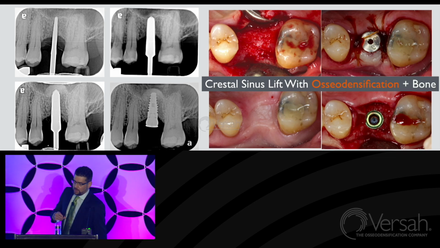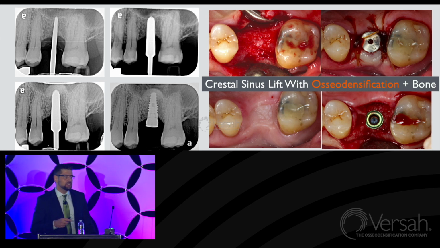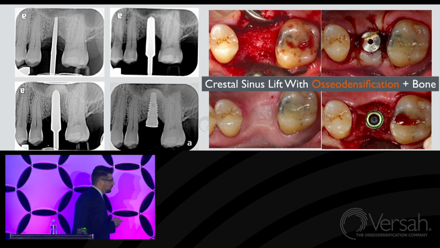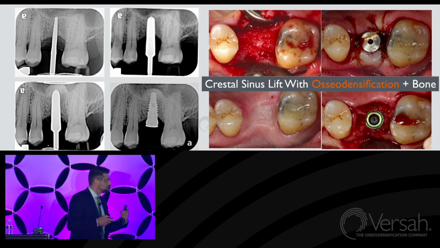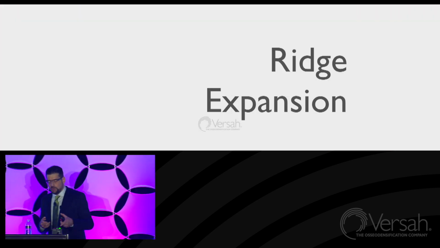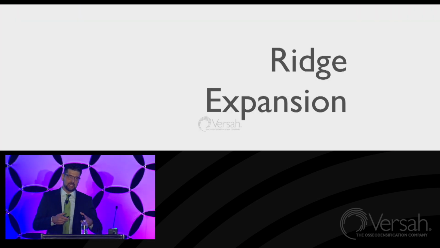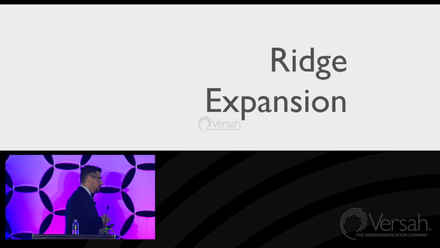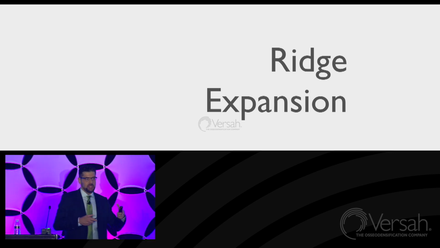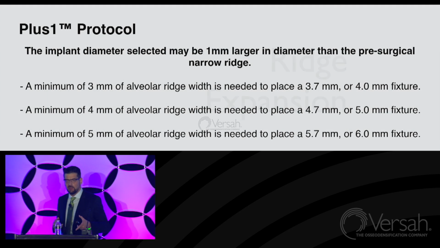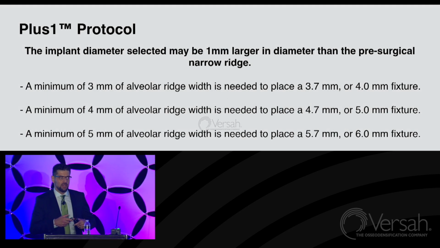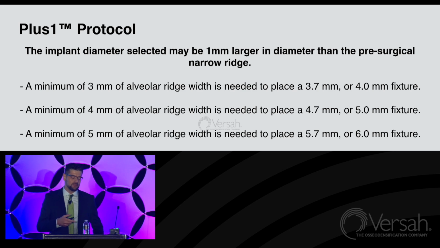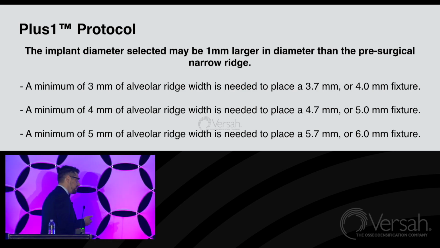The last thing that I'm going to show about other applications is something that you might have seen already, which is ridge expansion. With this approach, you can expect to place an implant that is 1 millimeter larger than the size of the ridge that you have. How does that work? Does it make any sense to do that?